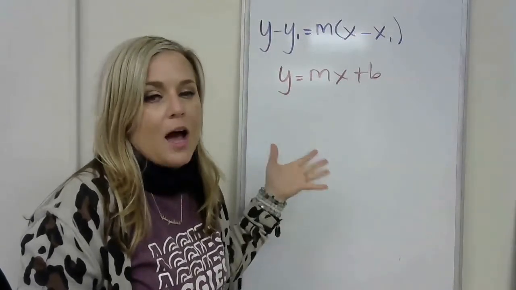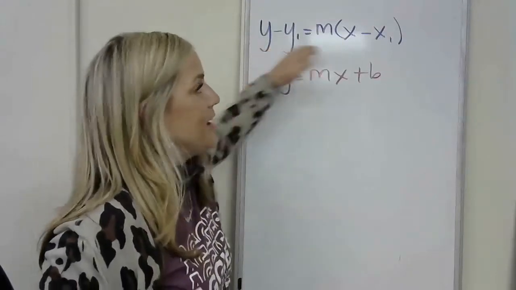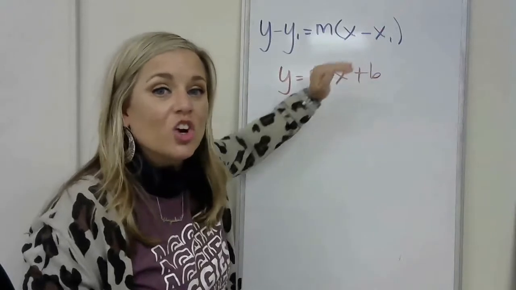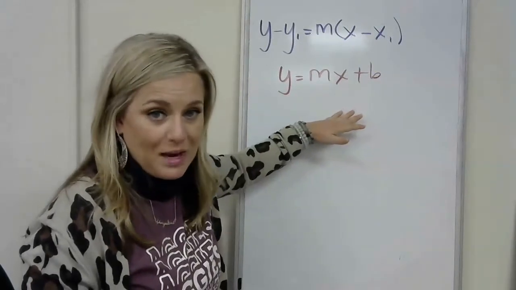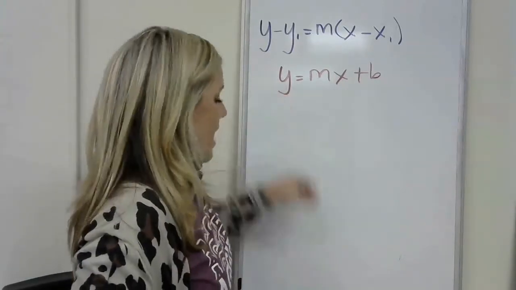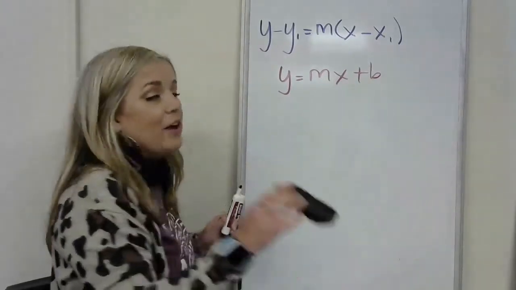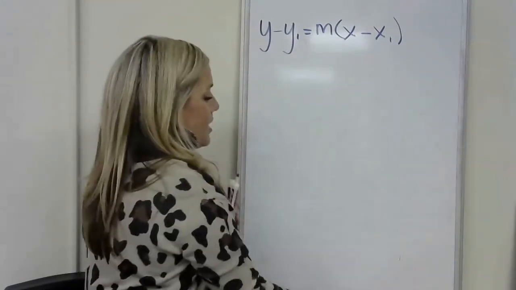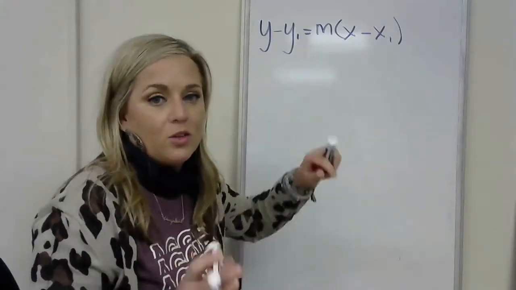What we're going to do is I'm going to give you a set of points and a slope, and you're going to set it up in point slope form. Then you're going to set it up into slope intercept form, which is y equals mx plus b. We'll also do some examples where you don't have the slope. You have 2 coordinate points, and you have to figure out the slope. So we're going to do it both ways. I just wanted to show you the similarities between point slope form and slope intercept.